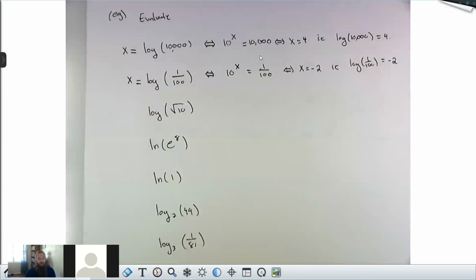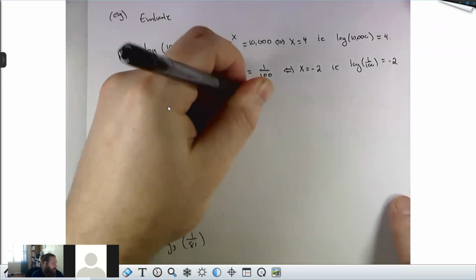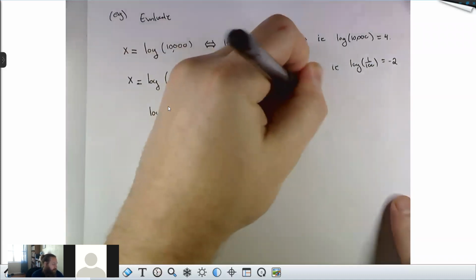Now we can start to do this faster if we think about it. What are we saying here? I'm saying 10 raised to what power gives me the thing inside? So what power of 10 gives me the square root of 10? To what power must I raise the base 10 in order to get the inside here, the square root of 10? Very good, 1/2. So if we want to, we can say this is just equal to 1/2 because 10 to the 1/2 is equal to the square root of 10.